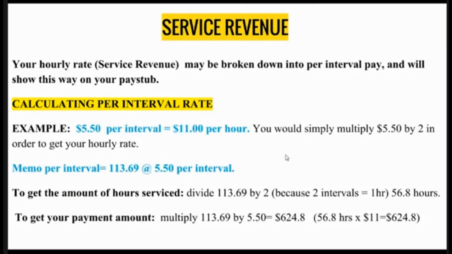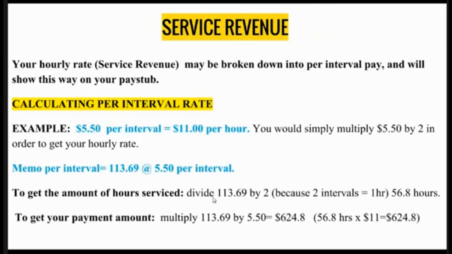On the memo of your check stub, if you happen to see it says per interval, do not panic. It's very, very easy. For example, you see here it says 113.69 at $5.50 per interval. All you have to do, guys, is divide whatever your per interval number is by 2 to see exactly how many hours you were paid for. It's that simple, so do not freak out. You would just simply take whatever number is right there beside per interval and divide it by 2, because 2 intervals equal an hour, remember. Once you divide it by 2, you will get the number of hours that you worked during that pay period.